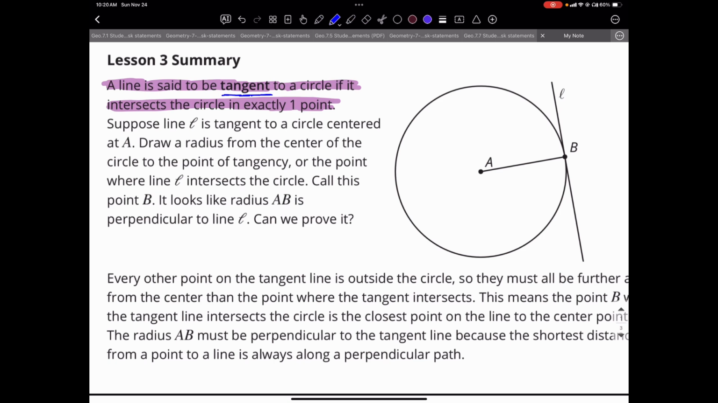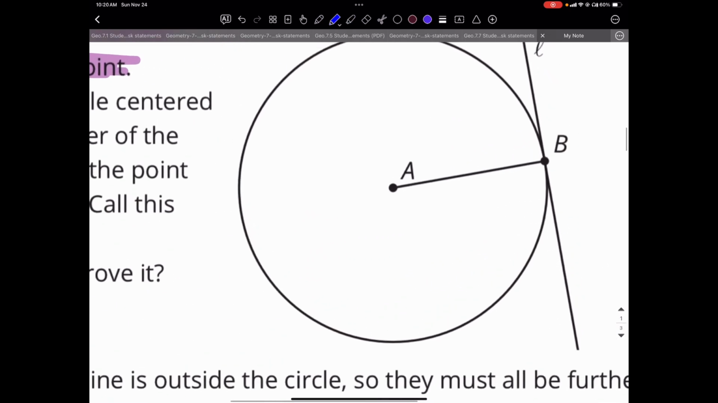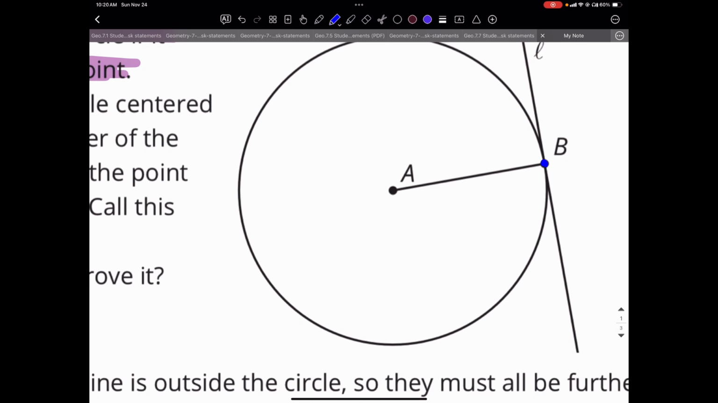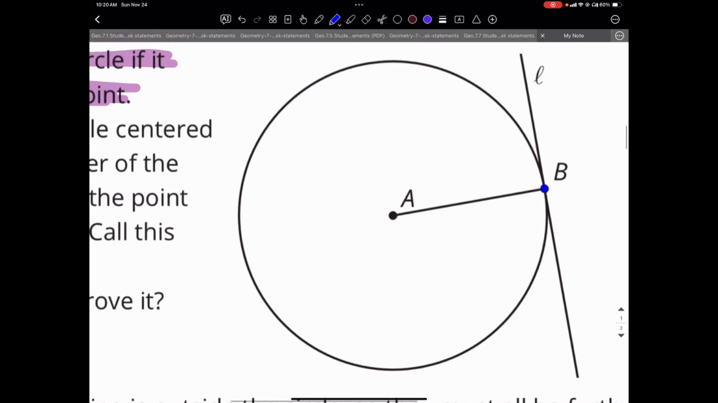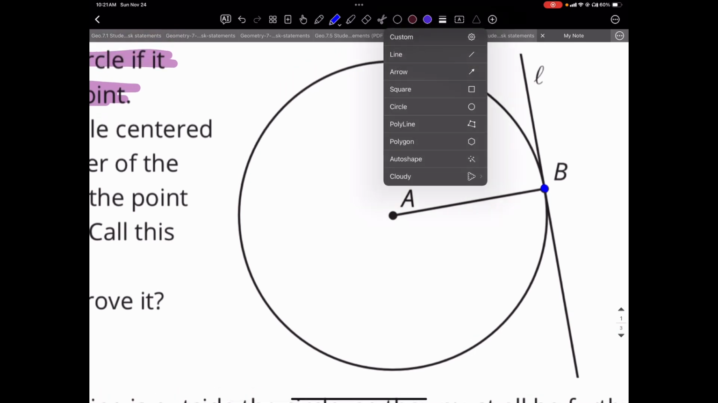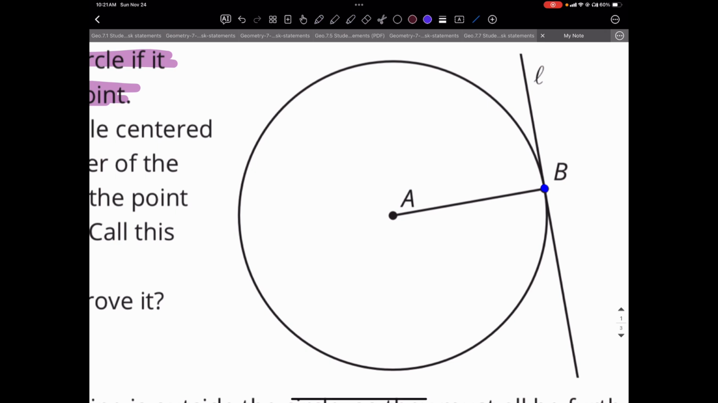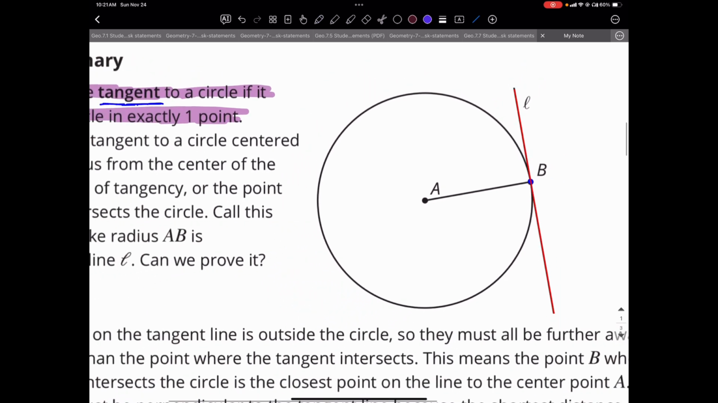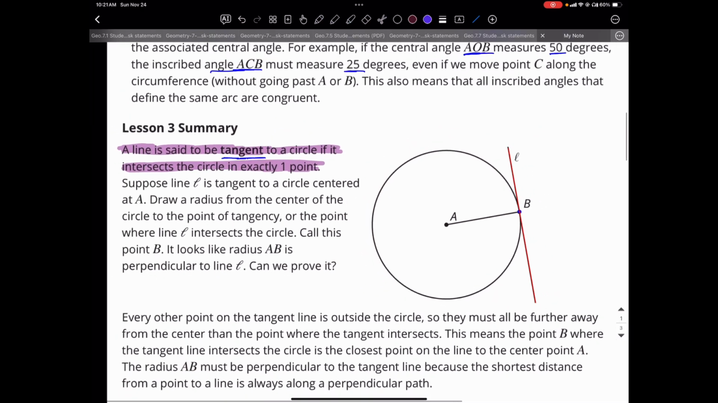If it intersects at exactly one point, and you can see by the illustration that one point is here, that line only passes through one point on that circle. It's like it just rests on there. It's as if it's a ball and we have a plank sitting on top of that ball. It's only going to touch in one spot. That is a tangent line.